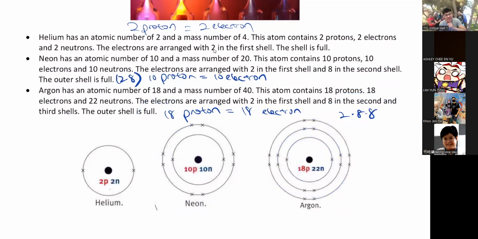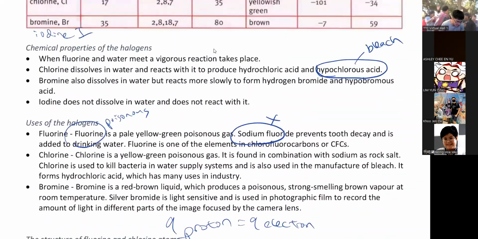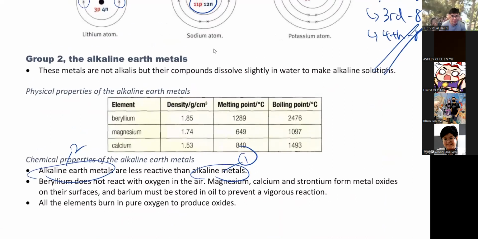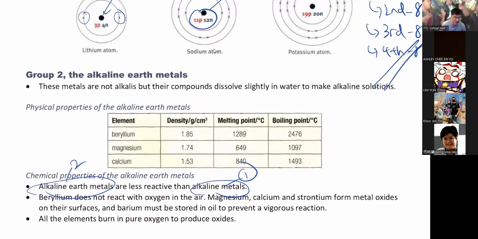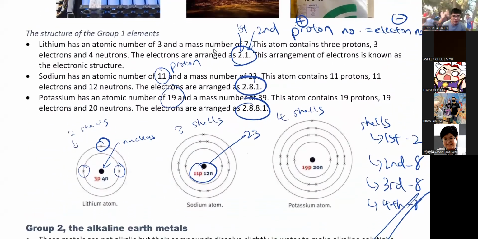All right, so guys, how do we know if something is reactive or not? We look at the outermost electrons. You see, every atom is trying to achieve 8. If I make my outer shell full, I'm happy. All right, if you look at group 1, why are they so crazy?